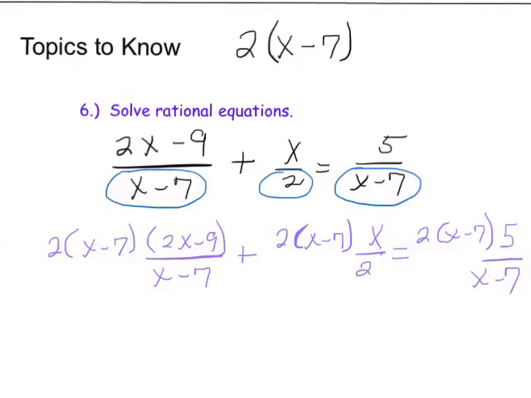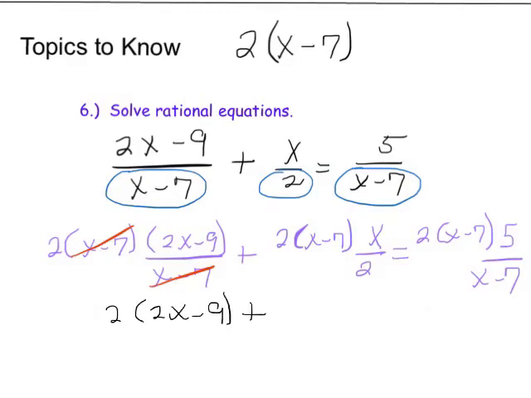Now I want to divide things out. Is there anything that'll divide out anywhere? I have a 2. Is there a 2 down here? No. I have an x minus 7. Is there an x minus 7 down here? No. I have a 2x minus 9. Oh, hold it. I see an x minus 7 and x minus 7. Those divide out. What about 2x minus 9? No 2x minus 9. So this will just become 2 times 2x minus 9.